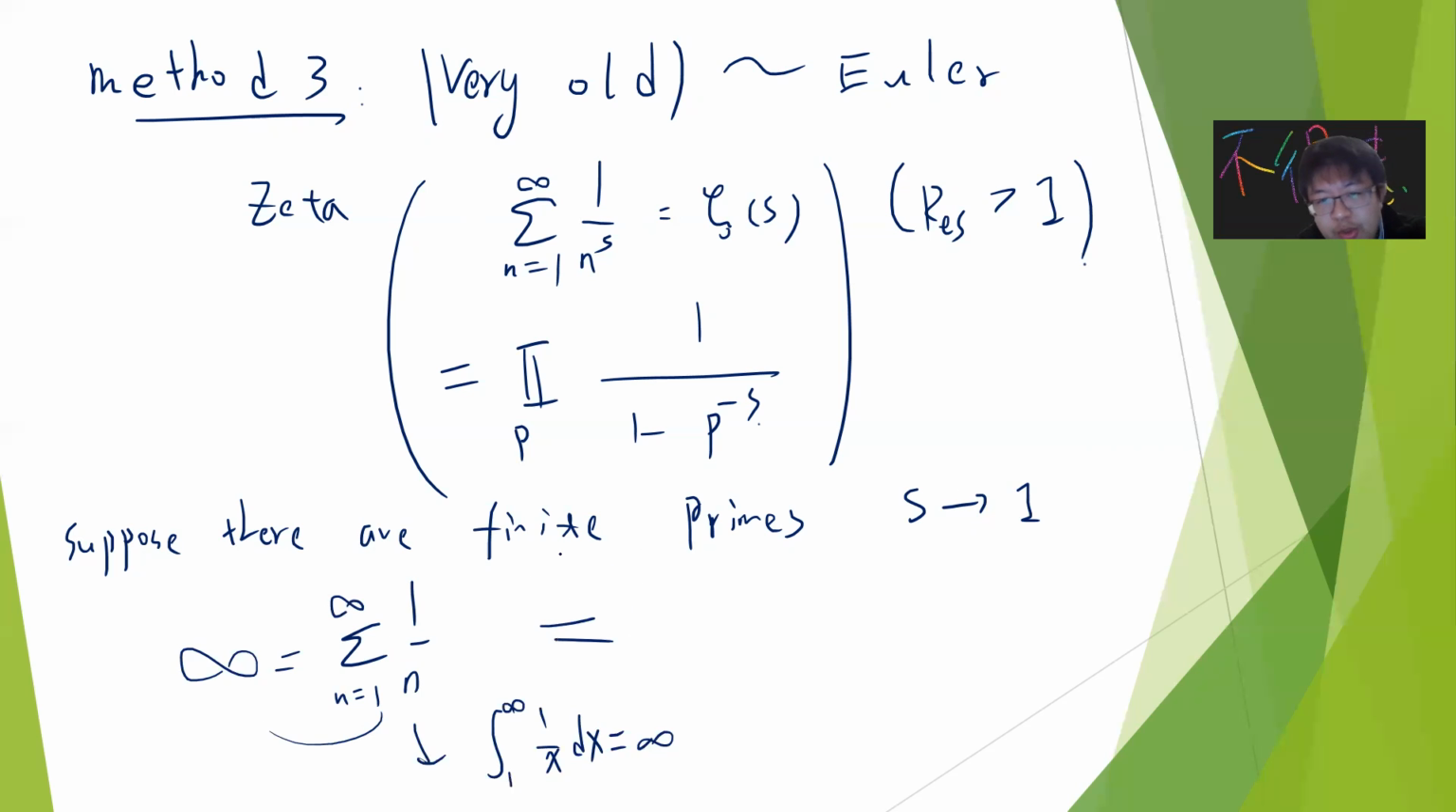And the left hand side, suppose there are finite primes, right? Then this will be finite, because when s goes to 1, this should be the infinite product. But if there are finite primes, there are finite products. So finite will become infinite, which is a contradiction. Okay, so this is the third idea.